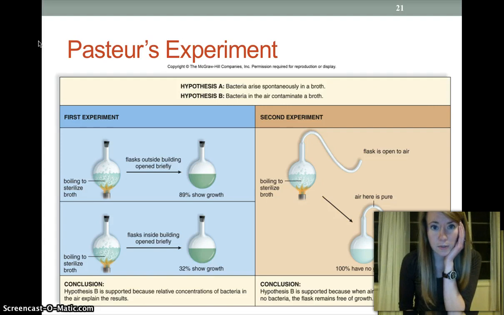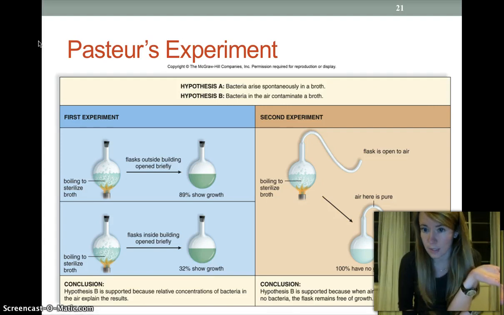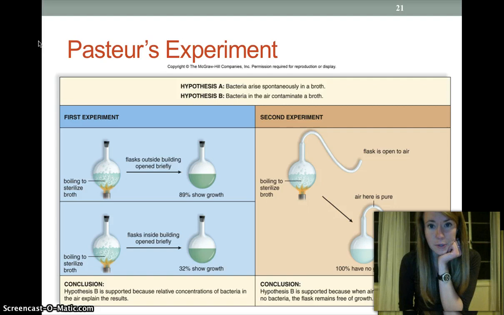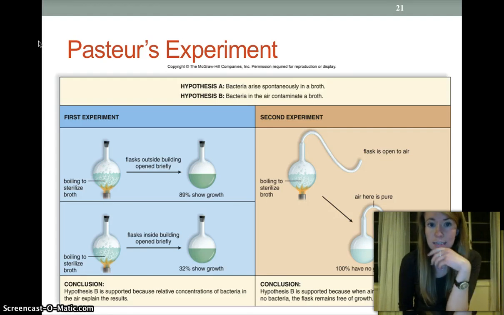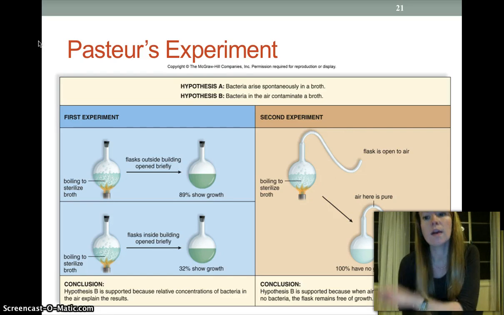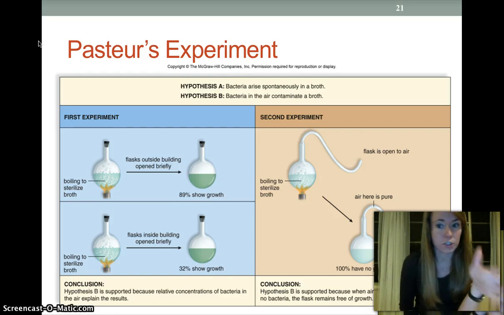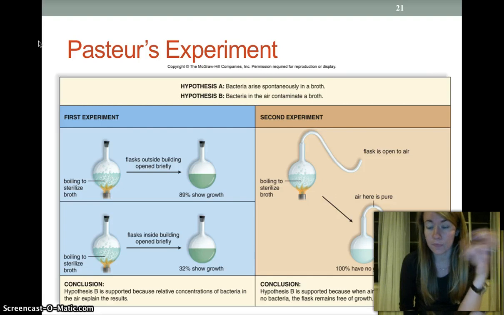And so this is one that Louis Pasteur did. Remember, we talked about Pasteur last section too. They had 2 hypotheses. One was that bacteria arise spontaneously in a broth, and hypothesis B was that bacteria in the air contaminate a broth. So spontaneous generation says that bacteria are just going to grow out of the broth and come from nowhere. And hypothesis B says that bacteria actually come from the air and contaminate whatever's there.